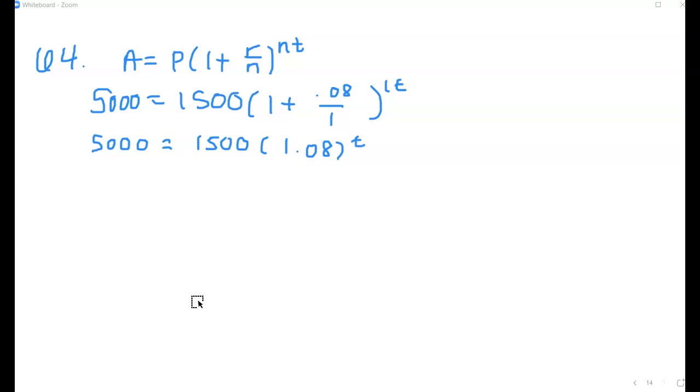So now this is simply an exponential type problem. So we haven't really reviewed a lot of the exponentials. I think like 59 was an exponential, but we need to be able to solve for this. So we have to divide both sides by 1,500.